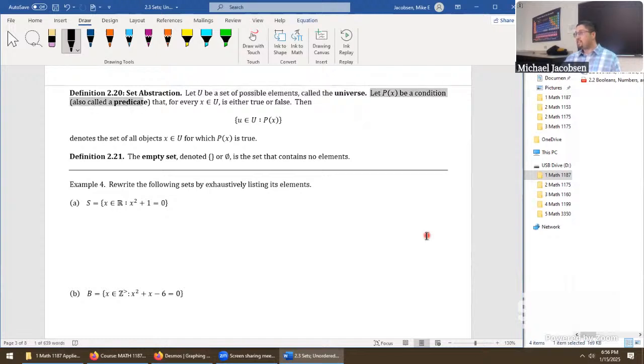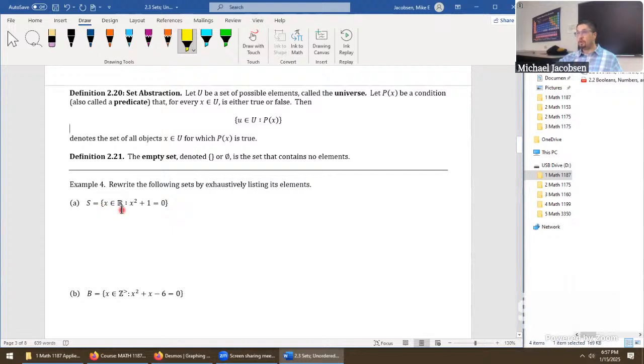Now, P of X is either called a condition or a predicate. When we get more into logic in chapter 3, we will use that kind of verbiage more. What it does is it does a check. For each X you pick in U, you throw it into this condition, and it's either going to be true or false. We have an example down here we ought to take a look at.